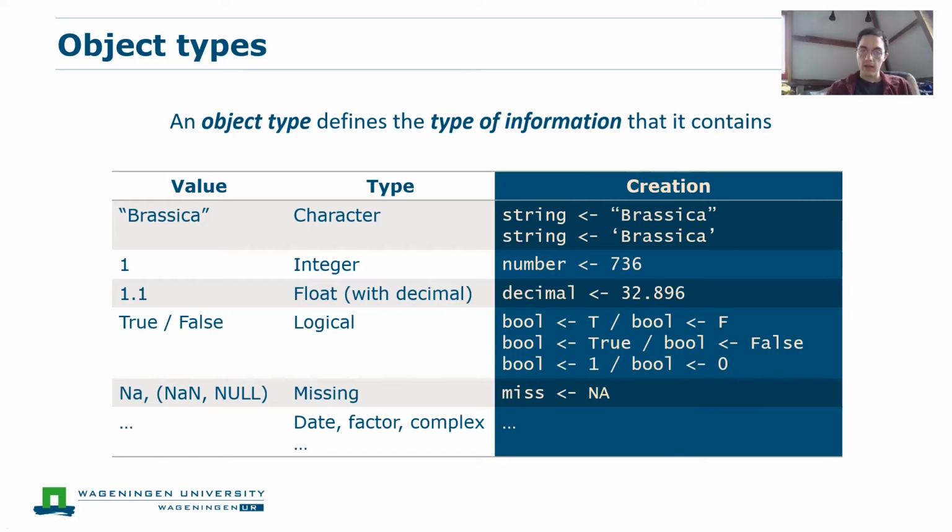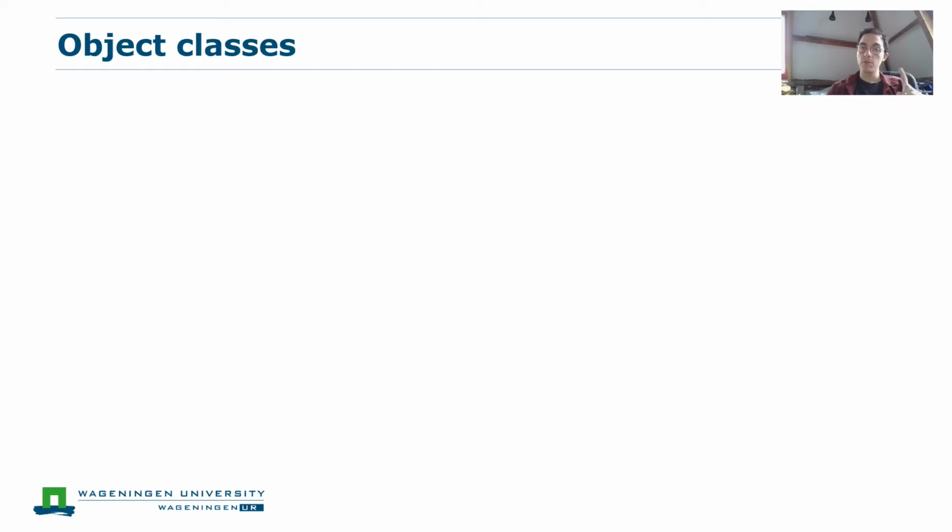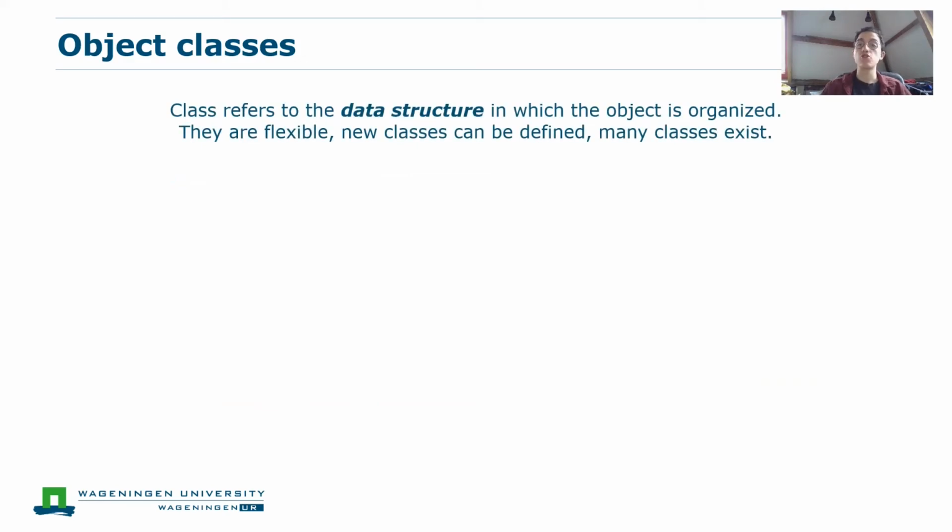So, on the one hand, we have types that define the type of information that the object contains, and on the other side, we have classes that define the data structure, so the way in which this information is being stored. What I have shown you so far were objects that contain one single value, but we can have objects with more values in them, right? There are many classes in R, and classes are super flexible. An object can have multiple classes, and new classes can be easily defined, and many classes exist all over the R language. I will introduce you to some of the basic and more general ones.